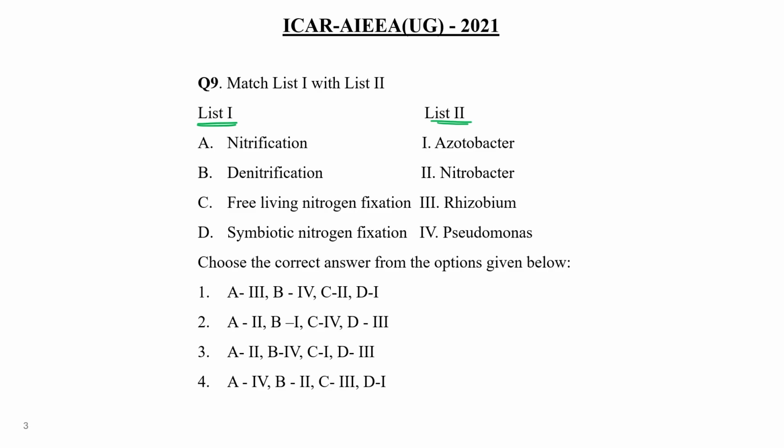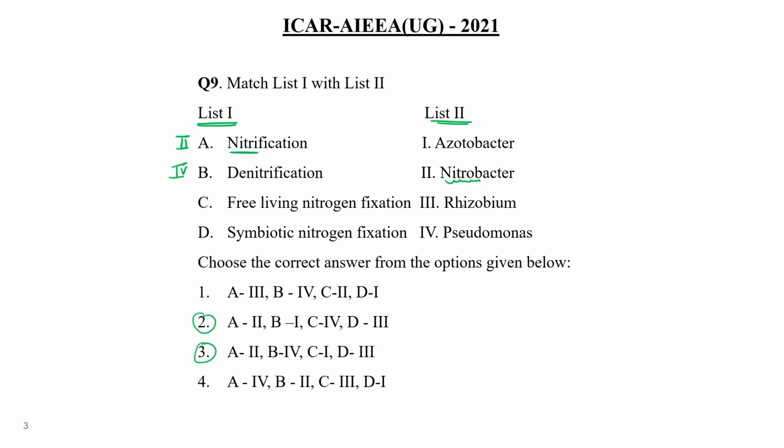Okay, let's discuss the answer. Now, nitrification. Nitrification, nitri with nitro, always. Nitrification means nitro vector. Okay, so A with 2. A comes with 2 in choice number 3 and 2. Now let's analyze another option, denitrification. Denitrification is the function of Pseudomonas. So this B comes with choice number 4.